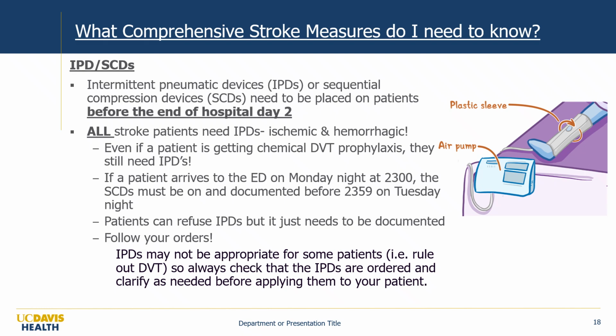Chemical or DVT prophylaxis like subcutaneous Lovenox or subcutaneous heparin is not sufficient to defer IPDs. Depending on the etiology of stroke and the deficits after a stroke, these patients may be at higher likelihood of developing clots due to hypercoagulable states or limited mobility. So please understand that if the IPDs are not on the patient, we may follow up with you about this, unless there's a physician order not to have the IPDs on or there's documentation that the patient has refused them.